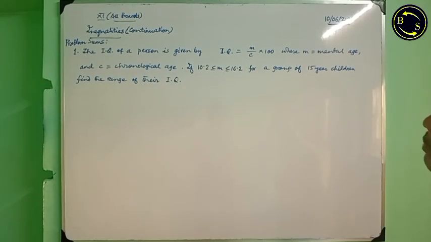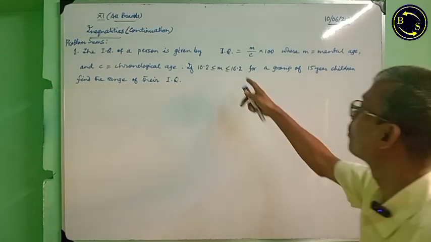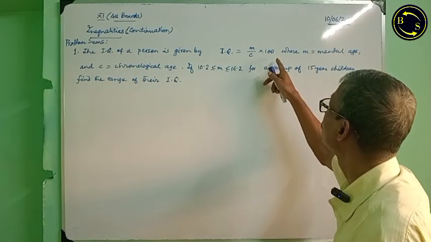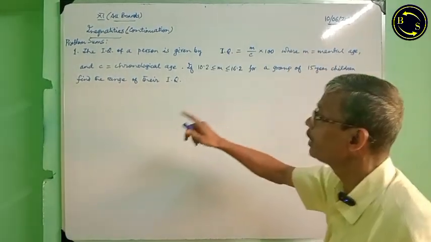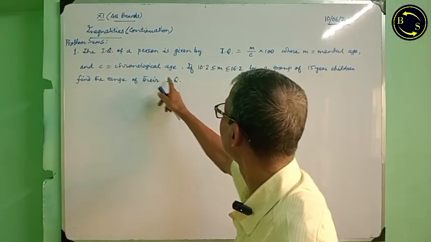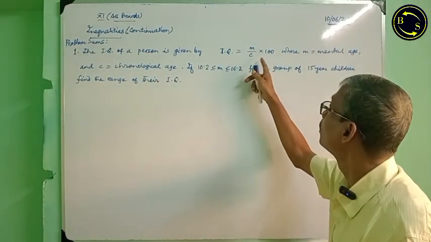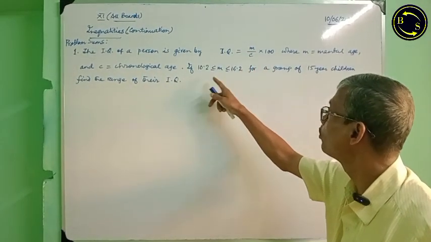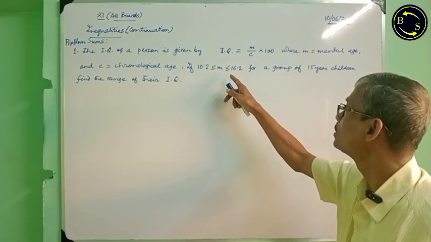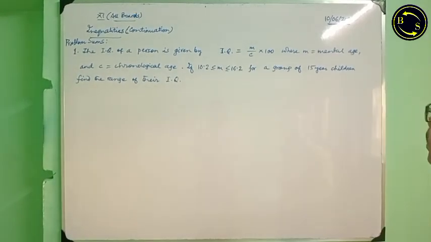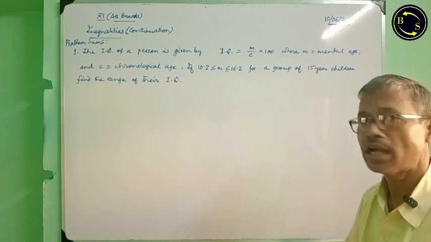Good morning, students. I shall continue today the topic inequalities. First of all, I shall work out few problem sums. Already I have taken one sum. Let me first read that. The IQ of a person is given by this formula. IQ is equal to M by C into 100, where M is mental age and C is chronological age, and the range of M is 10.2 less than equal to M less than equal to 16.2. For a group of 15-year children, we have to find the range of their IQ.